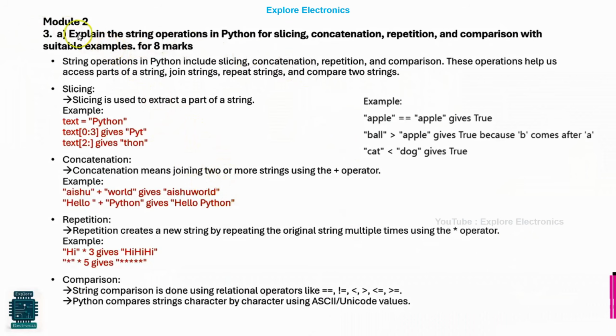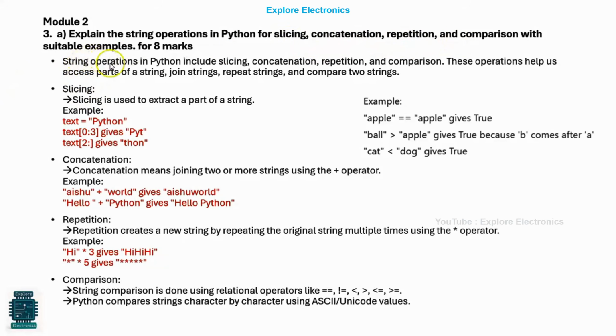And the next module, second module, let us see. Explain the string operations in Python for slicing, concatenation, repetition and comparison with suitable examples. This is asked for 8 marks, which means they have asked slicing, concatenation, repetition and comparison. 2 marks for each, slicing and all.